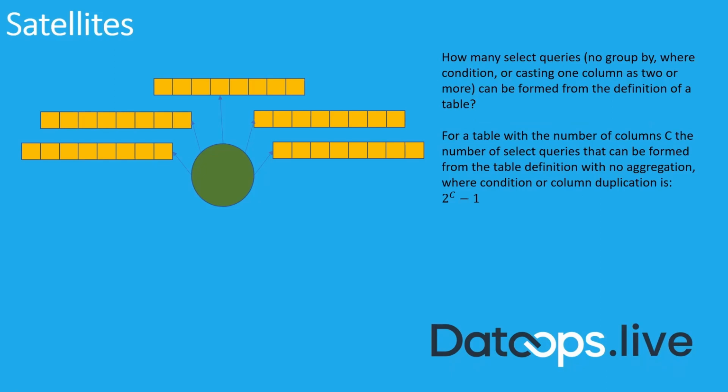And so a little bit of puzzling that I did through is how many actual select queries can be put together without a group by, without a where condition or casting one column to 2 or more, just in general for any table. Well, the answer is 2 raised to the number of columns for that table, minus 1. The reason for the minus 1 is it could be a little complicated, but essentially you can't have a null select from a table. It doesn't make any sense. And it doesn't answer this question because you're looking at the tables as they are defined in the relation definition.